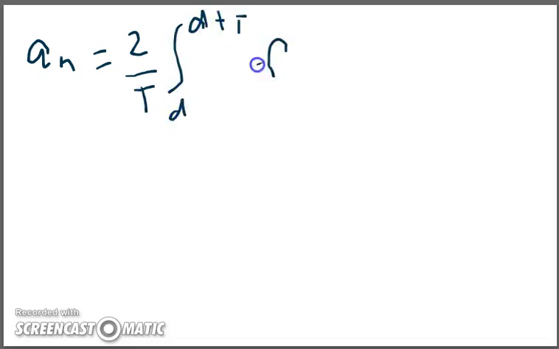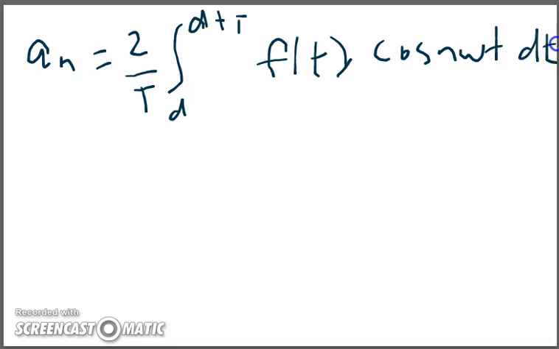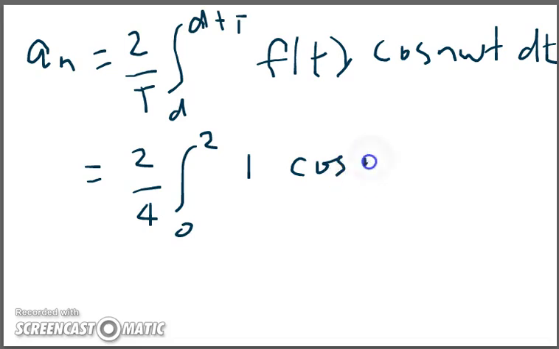Then what will we do next? Next is to find an. So an is given by this equation. Here we need to multiply f(t) with cos n omega t dt. When I plug in all the values, I have 2 over 4, integral from 0 to 2, of 1 times cos of n pi over 2 t dt.